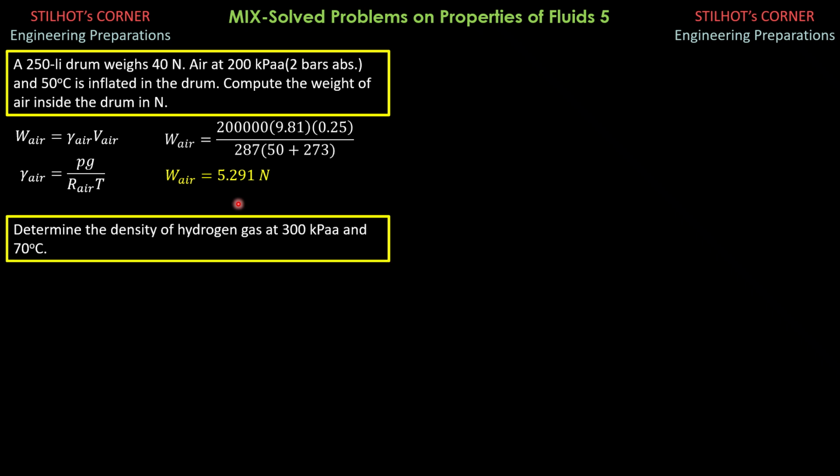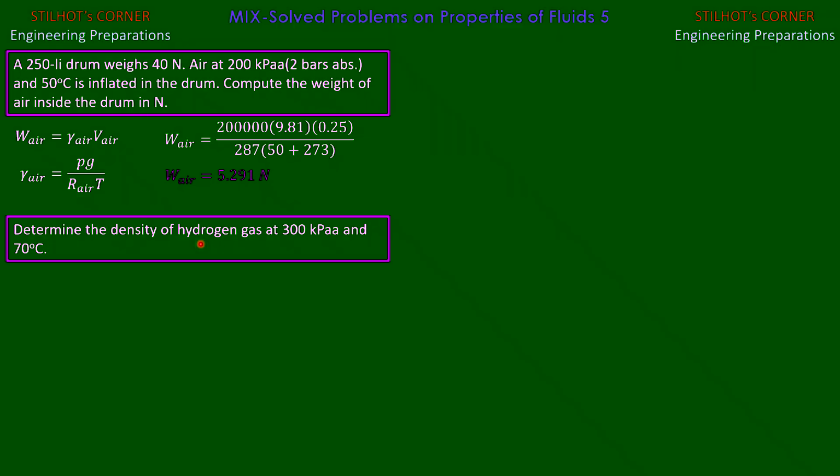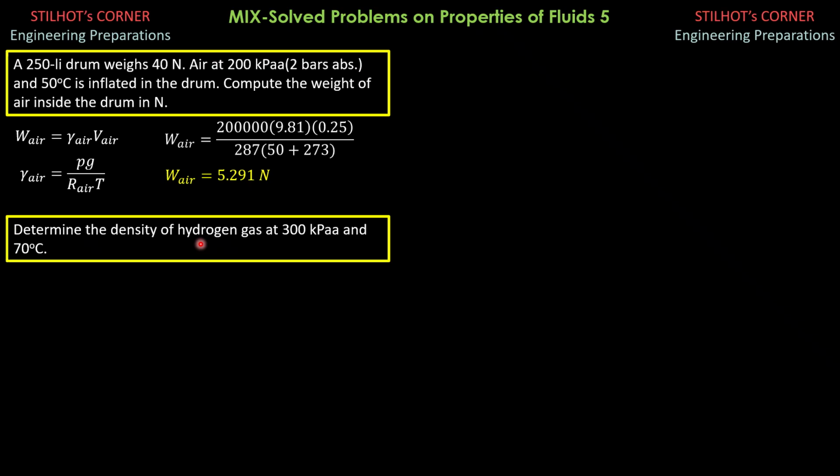Determine the density of hydrogen gas at 300 kilopascals absolute and 70 degrees Celsius. Hydrogen is the first element in the periodic table. Hydrogen gas is H2, so there are two atoms. The molecular mass is 1 gram per mole times 2, so 2 moles, because there are 2 atoms.